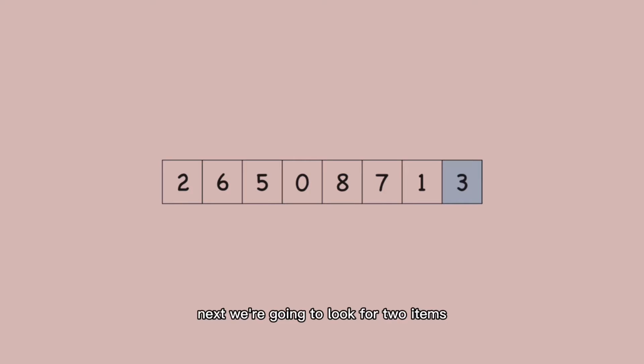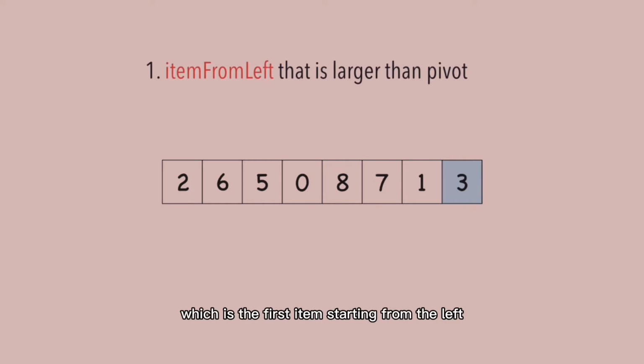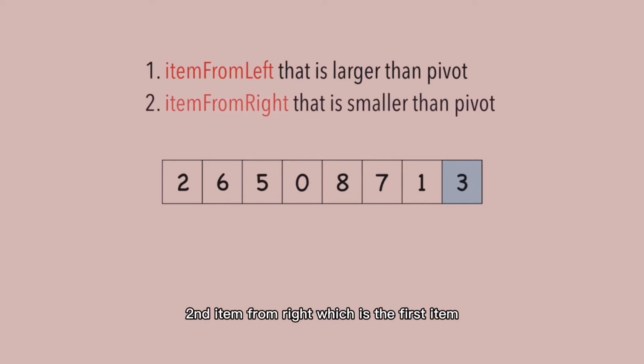Next, we're going to look for 2 items. First, item from left, which is the first item, starting from the left, that is larger than our pivot. Second, item from right, which is the first item, starting from the right, that is smaller than our pivot.